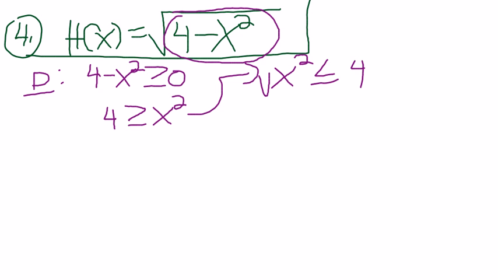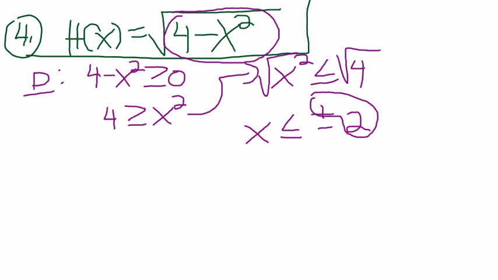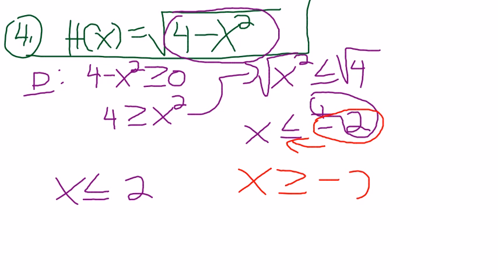Then if I take the square root, the square root of x squared is x, then I have less than or equal to, and then remember I get plus or minus 2. Now here's the rule to remember. If you have inequalities for the positive 2, keep the same inequality. So it's going to be x is less than or equal to 2. Then for the negative 2 here, I'm going to change the inequality. I'm going to reverse it. So it's going to be x is greater than or equal to negative 2. So this is going to be our domain right here.